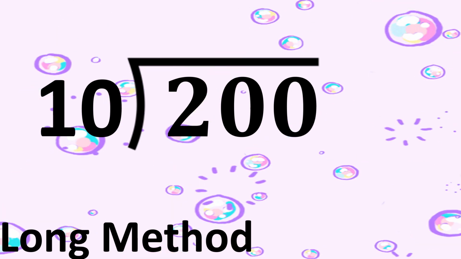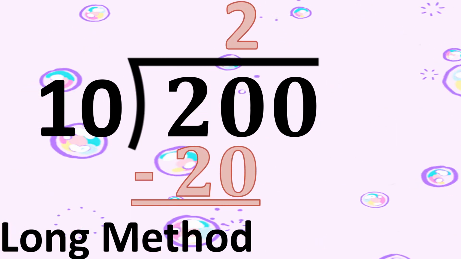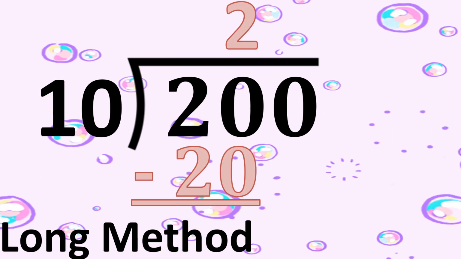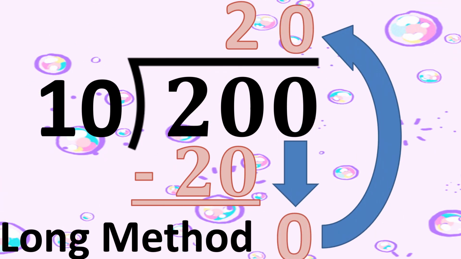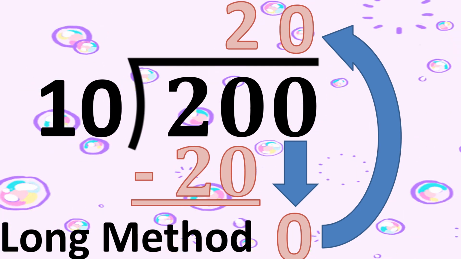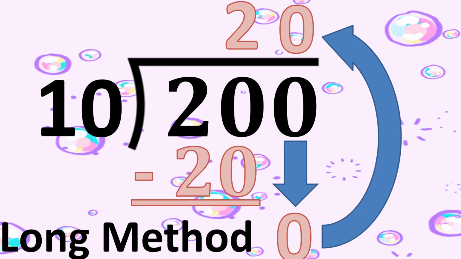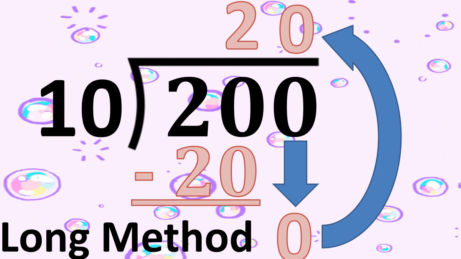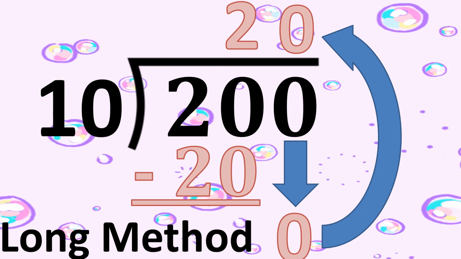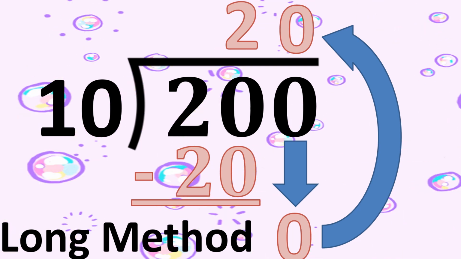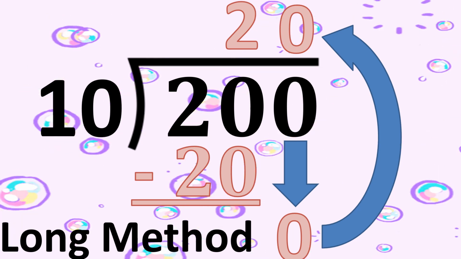So 200 divided by 10. So let's have 20 divided by 10. So equals 2. And 2 times 10 is 20. Now, the difference from 20 minus 20 is 0. But we still need to bring down another 0. So 0 will be our quotient now. So the final answer is 20.